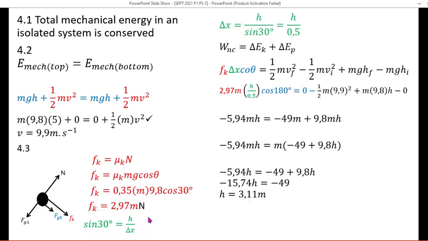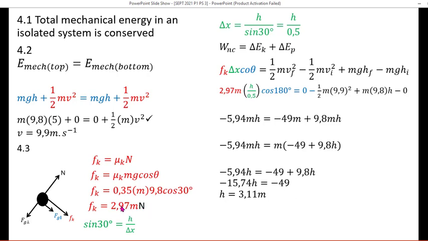So we get Fk is equal to mu k times mg cos theta, and then Fk is equal to the coefficient of friction, which is 0.35 times the mass we are not given, times g 9.8 cos 30, and then we have Fk is equal to 2.97 times the mass newtons.